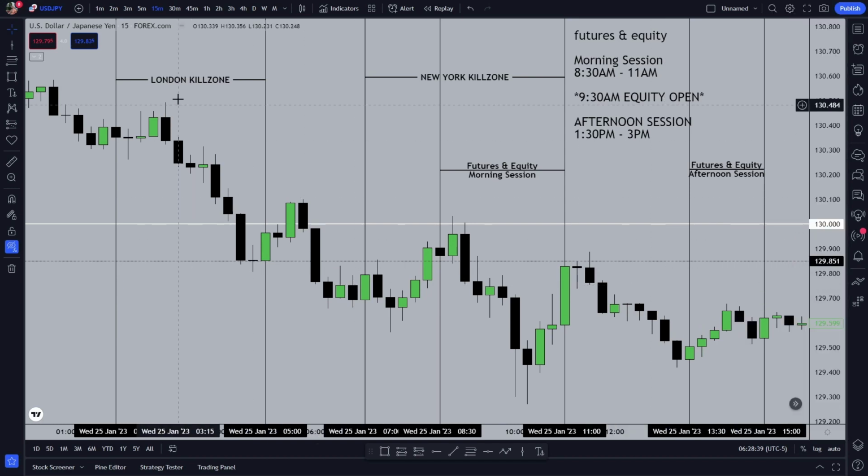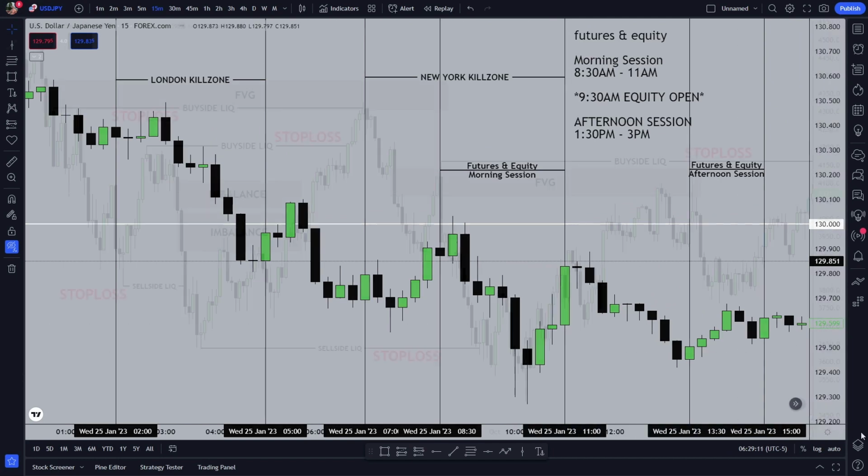The best time to trade for the London session is between 2 to 5 a.m. Eastern Time. For a New York session, 7 to 11 Eastern Time for futures or equity. It will be between 8:30 to 11 a.m. Make sure you take note of the 9:30 equities open as well. The afternoon session will be between 1:30 to 3 p.m.